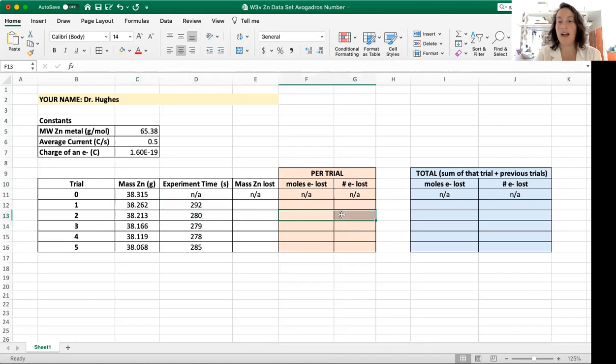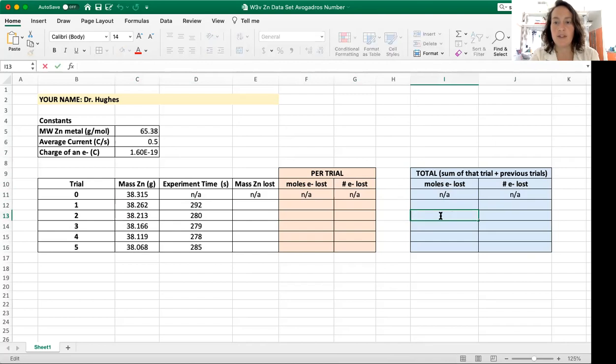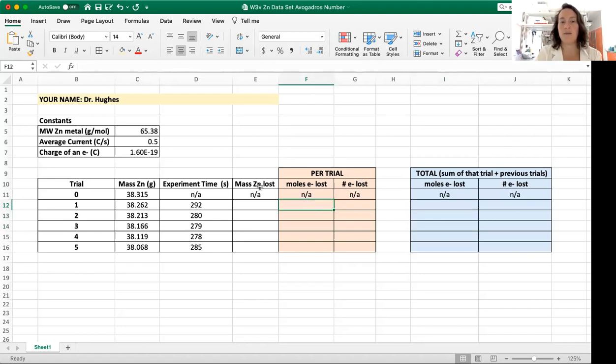And then in order to plot, we need to calculate the total moles of electrons lost and number of electrons lost after each trial. So for example, in trial 2, this value needs to be the moles of electrons lost of trial 1 plus trial 2. Trial 3 needs to be the value of moles of electrons lost for the sum of those 3 trials. Okay? So let's walk through how to calculate this data. We'll start here and we'll think about the values per trial, and then we'll finish by doing the totals, and then I'll graph.